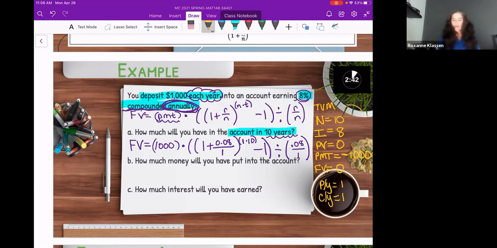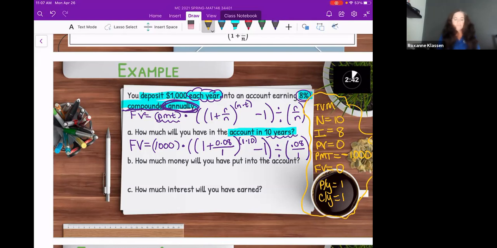Any questions on how I got these values? Because you might say, I like the TVM so much more than a formula. But if you can't write down this key, it's not going to matter because you're going to get the wrong answer. So did you mess up on PY and CY? What did you put in there, Tashina? 12? 10. Okay, yeah. So be careful. Remember, PY and CY is always going to be the number of compounds.